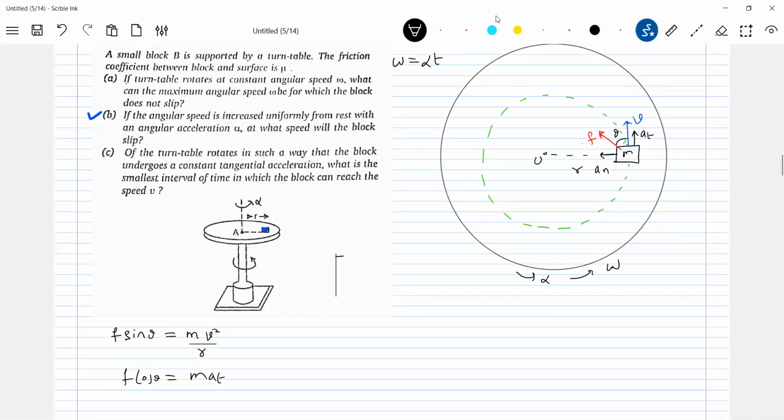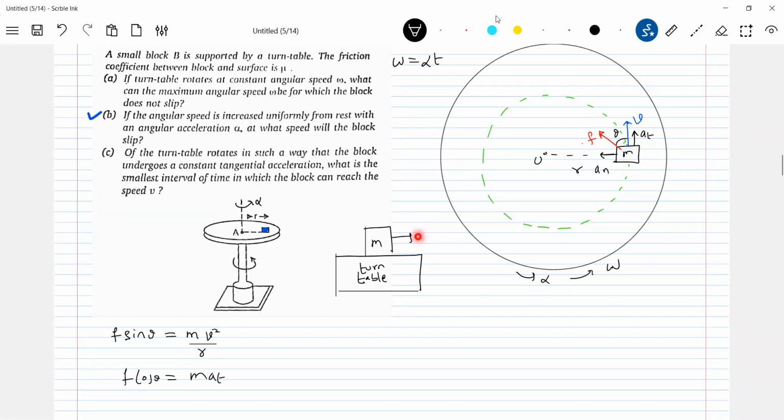I'll give a rough diagram. At least this is the table, the turntable. Hardly do I see any student who will draw diagrams like this. To be frank, I'm telling very frankly, hardly do we see students who will analyze like this. They are more interested in writing equations. Now this is the velocity. This is the velocity. Don't show friction like this. So what should you show?